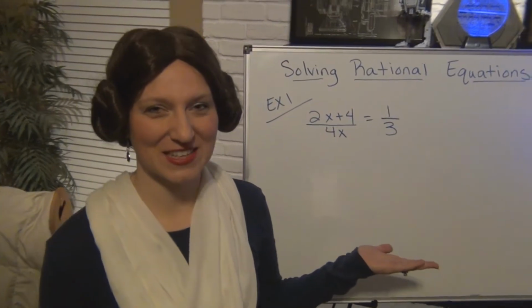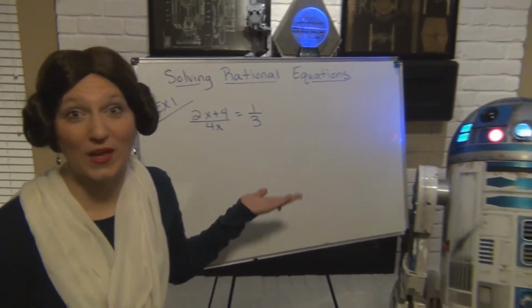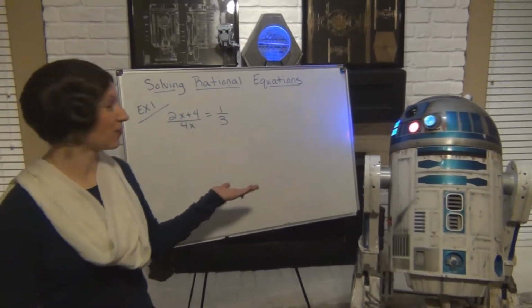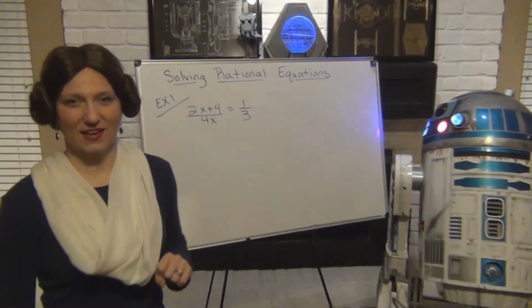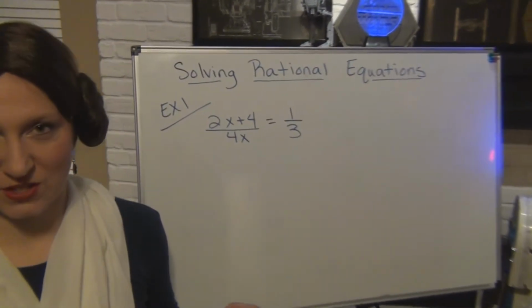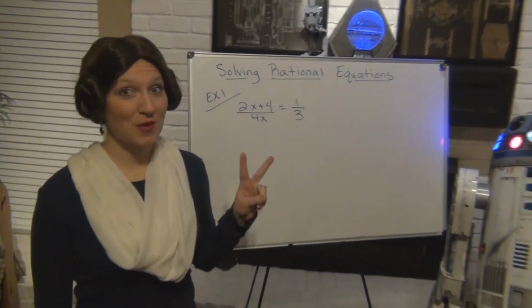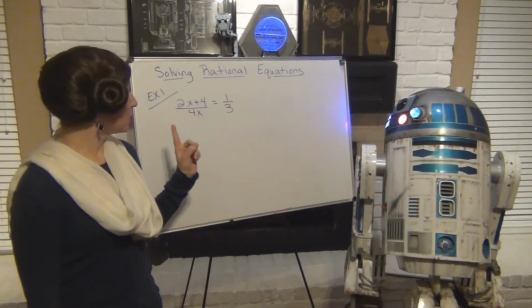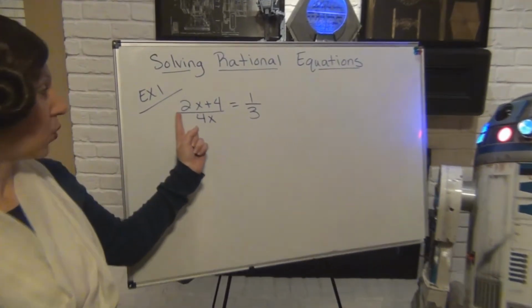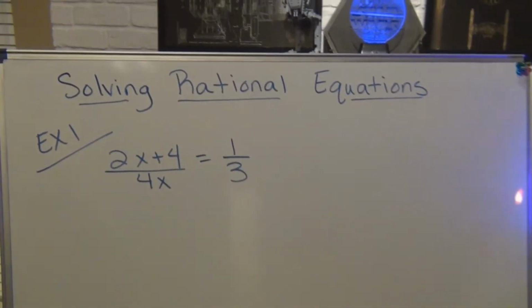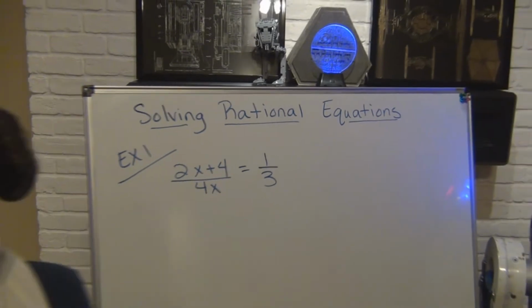R2D2 is here with me today to solve rational equations. So today we're trying to figure out what is x? What is the variable that we're trying to solve for? When we're solving rational equations, I'm going to show you two different methods for solving today. Notice in this problem that when we have rational equations, this is really just a big division symbol.